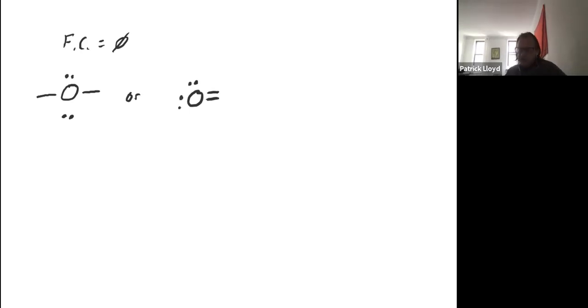Those 2 structures will give oxygen a formal charge of 0. If you wanted a formal charge of -1, I said plus, I'm sorry, -1, then it would be 1 bond and 3 lone pairs. Okay, so that's oxygen. Let's do nitrogen.